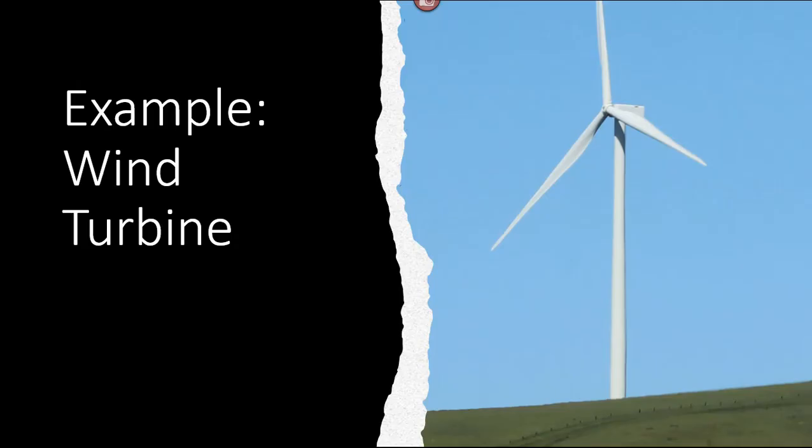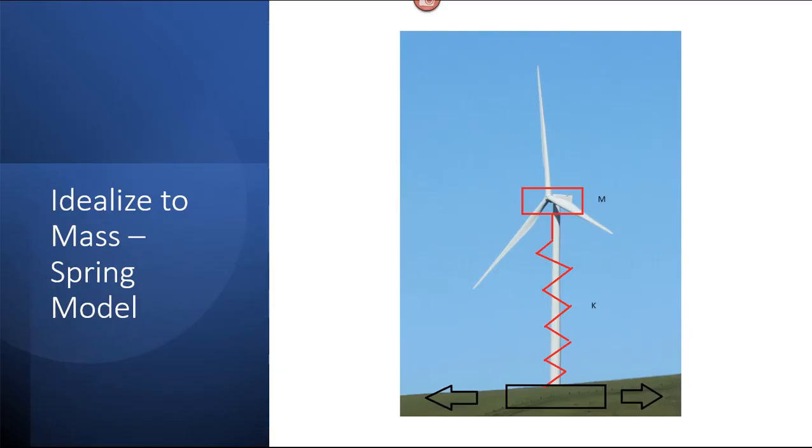Now let's try to apply that knowledge to more practical structures. So here I've taken a picture of a wind turbine, and you can see this wind turbine is not a small structure. You can see the fence line, and that fence line looks tiny at the bottom of the screen. You can basically gauge how big the structure is. But that doesn't matter. We can idealize even big structures using this simple concept of stiffness and mass.